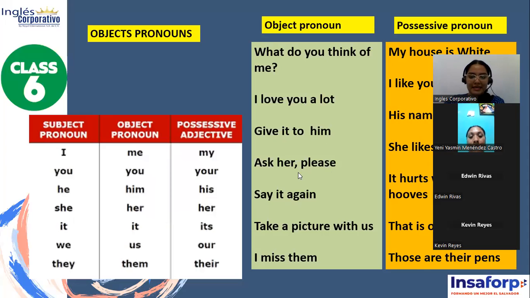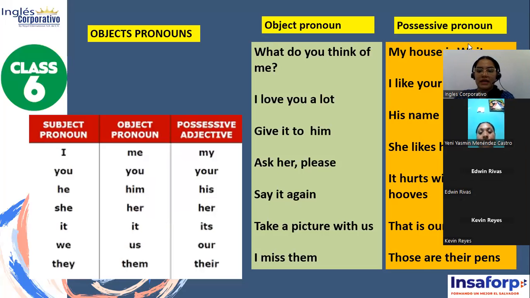Ask her, please. Pregúntale a ella, por favor. Say it. Dilo de nuevo. Say it again. Take a picture with us. Toma una foto con nosotros. And I miss them. Los extraño a ellos. Okay, we have I, me. You is the same, you. He, him, she, her, it, it's the same. We, us, and they, them.